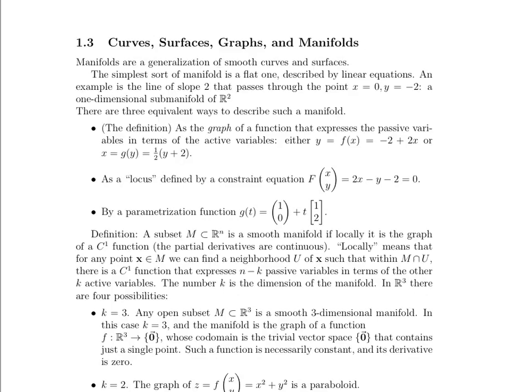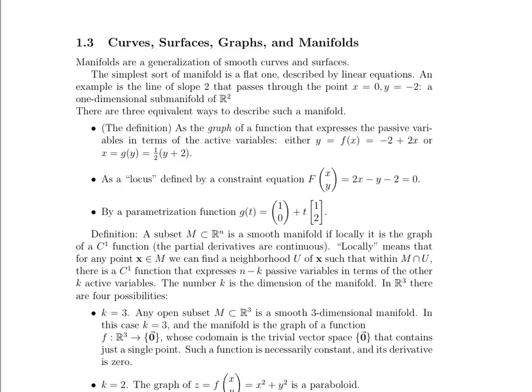So this is the first way of describing a manifold: you say passive variables equal, and then all these functions that just involve the active variables. The second way is that you could describe a manifold using a locus, which is a constraint equation. It uses both the passives and the actives and basically puts everything on one side of the equation so that the other side is 0. Locus functions are always set equal to 0. So in our particular case, we have y equals -2 plus 2x, just shove everything onto the other side. So we have 2x minus y minus 2 equals 0.